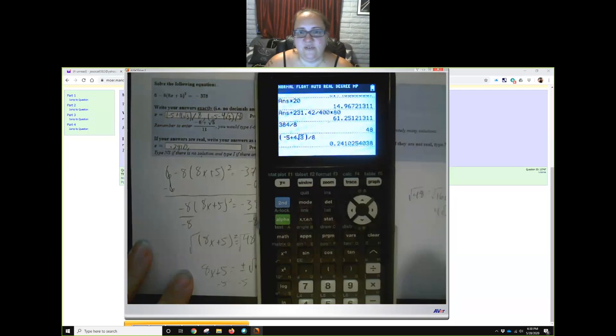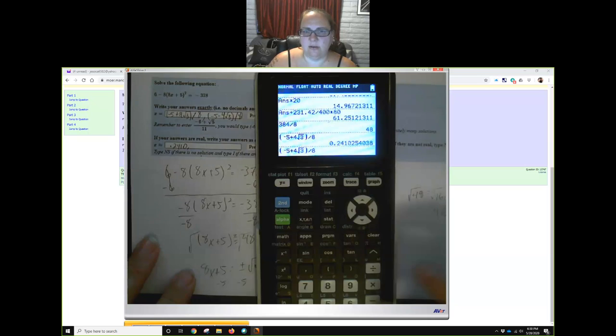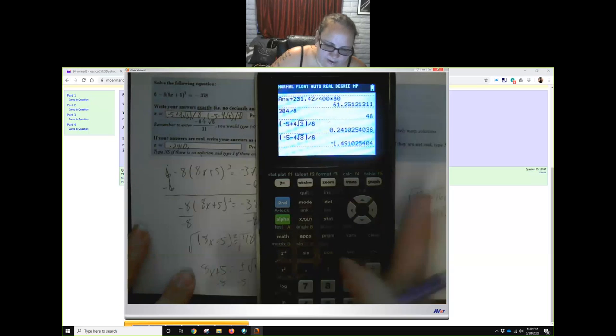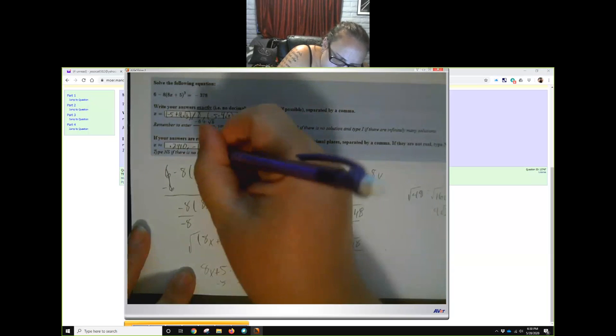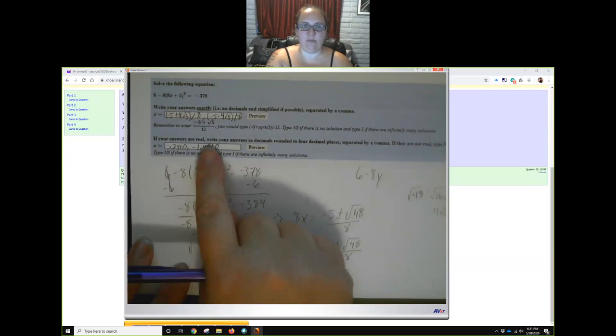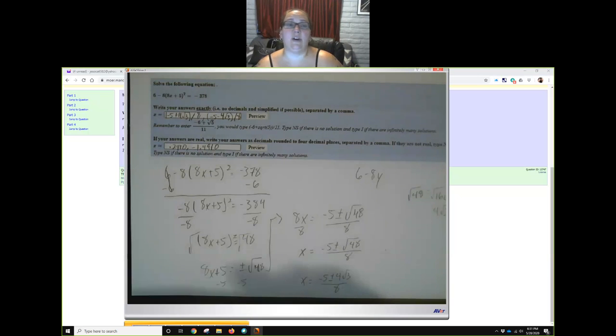I don't know if you know this, but if you do second and then enter, it brings back the last thing you typed in. And then that way you can just go back here and change this plus to a minus. 1.4910. And again, more might insist that you do this -1.4910, comma, 0.2410. But there it is.